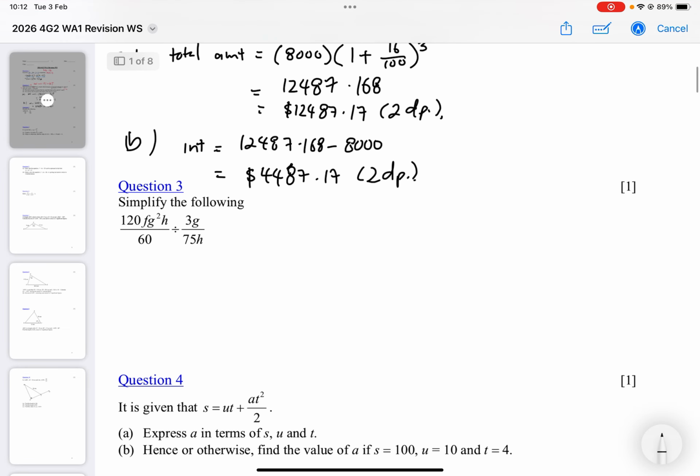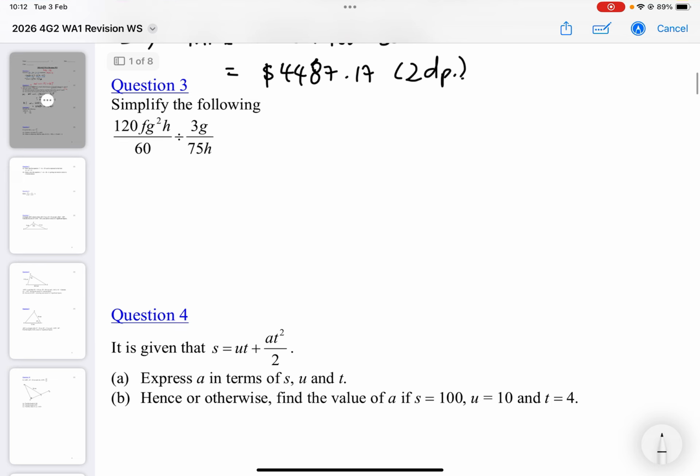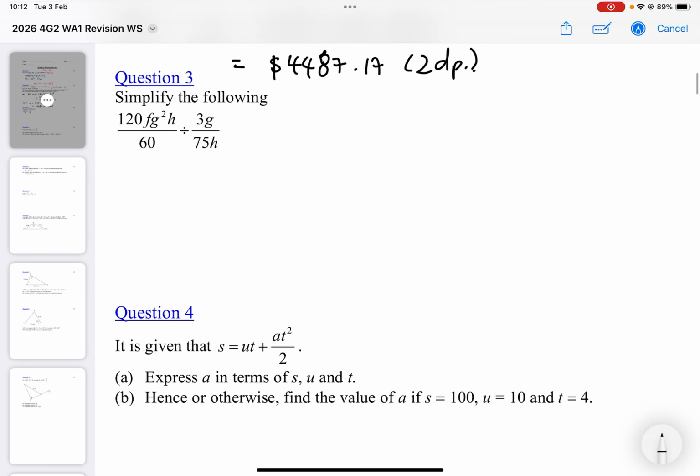Okay, question 3. Simplify the following. From primary school we already learned fractions divided by fractions. Number one thing, we don't like to do division, so we have to change the division to multiplication. But when I change the division to multiplication, the first fraction I don't make any changes. I change the divide to multiply, then the second fraction I must flip them. The denominator goes to the numerator, the numerator goes to the denominator.